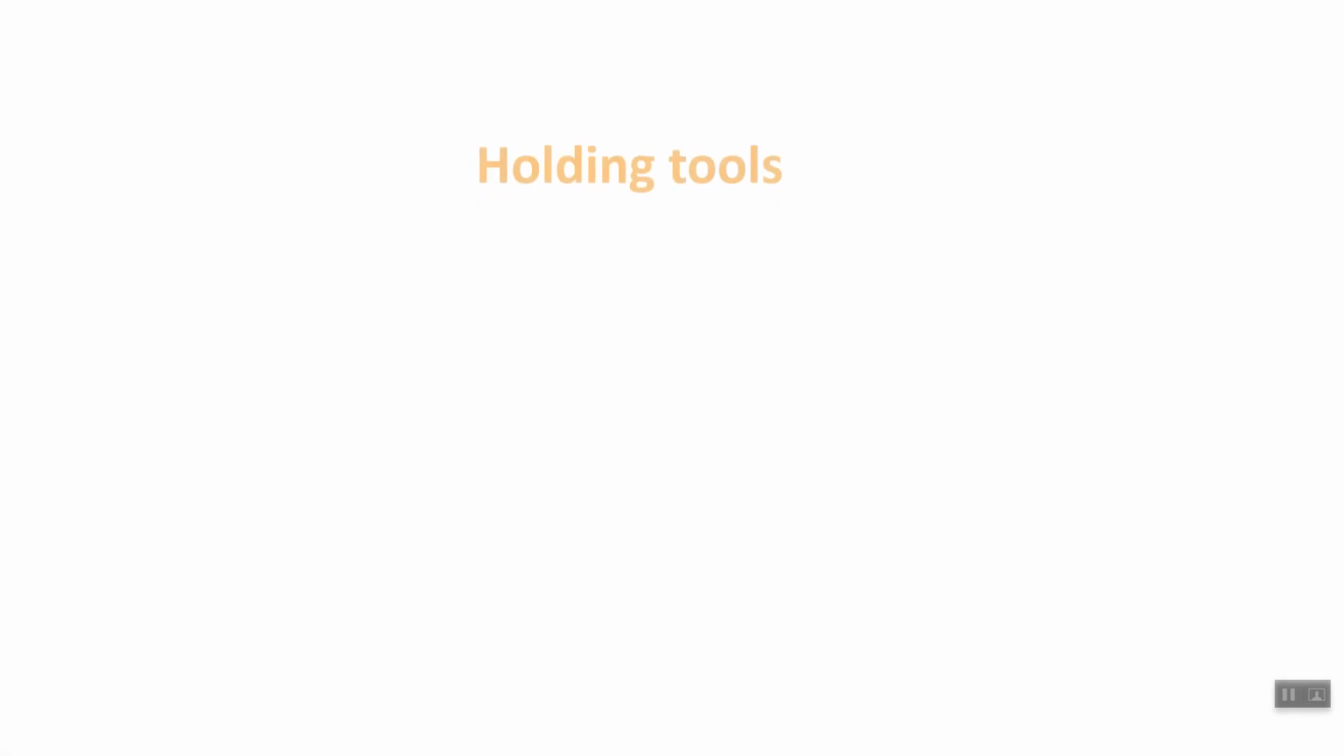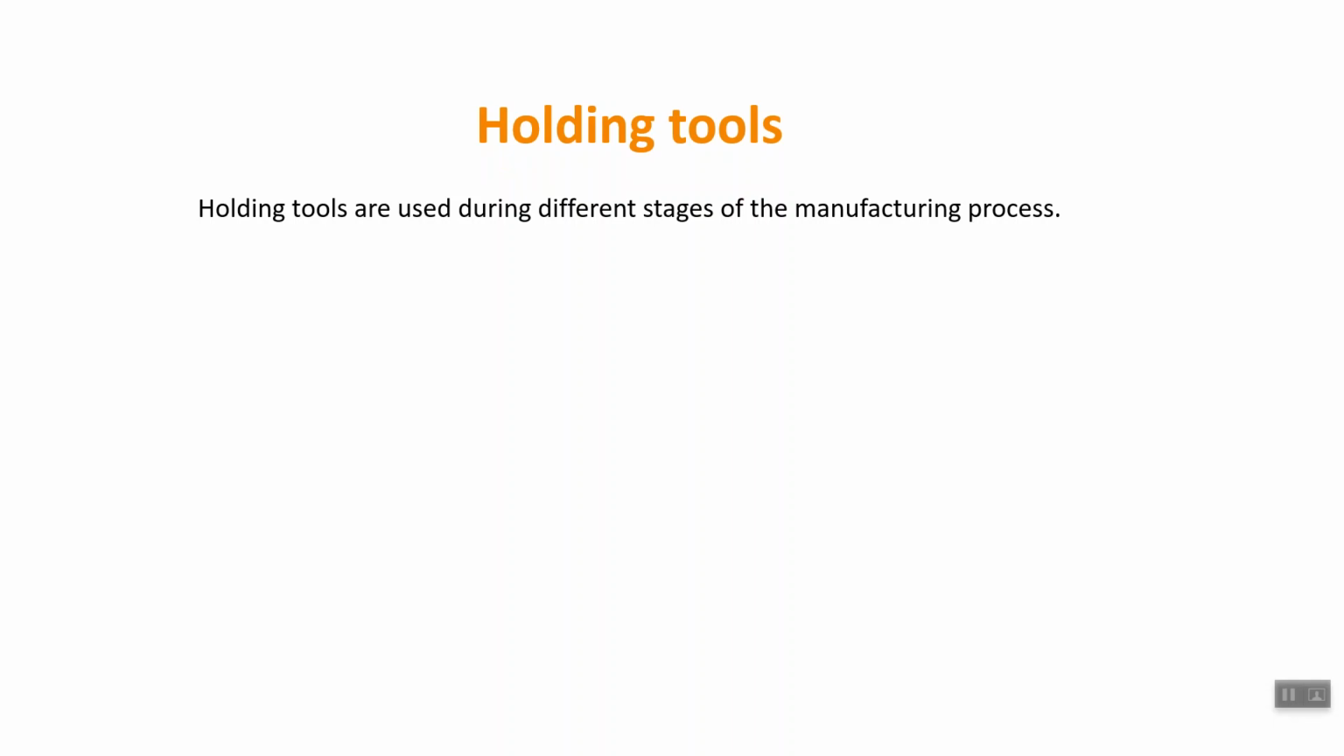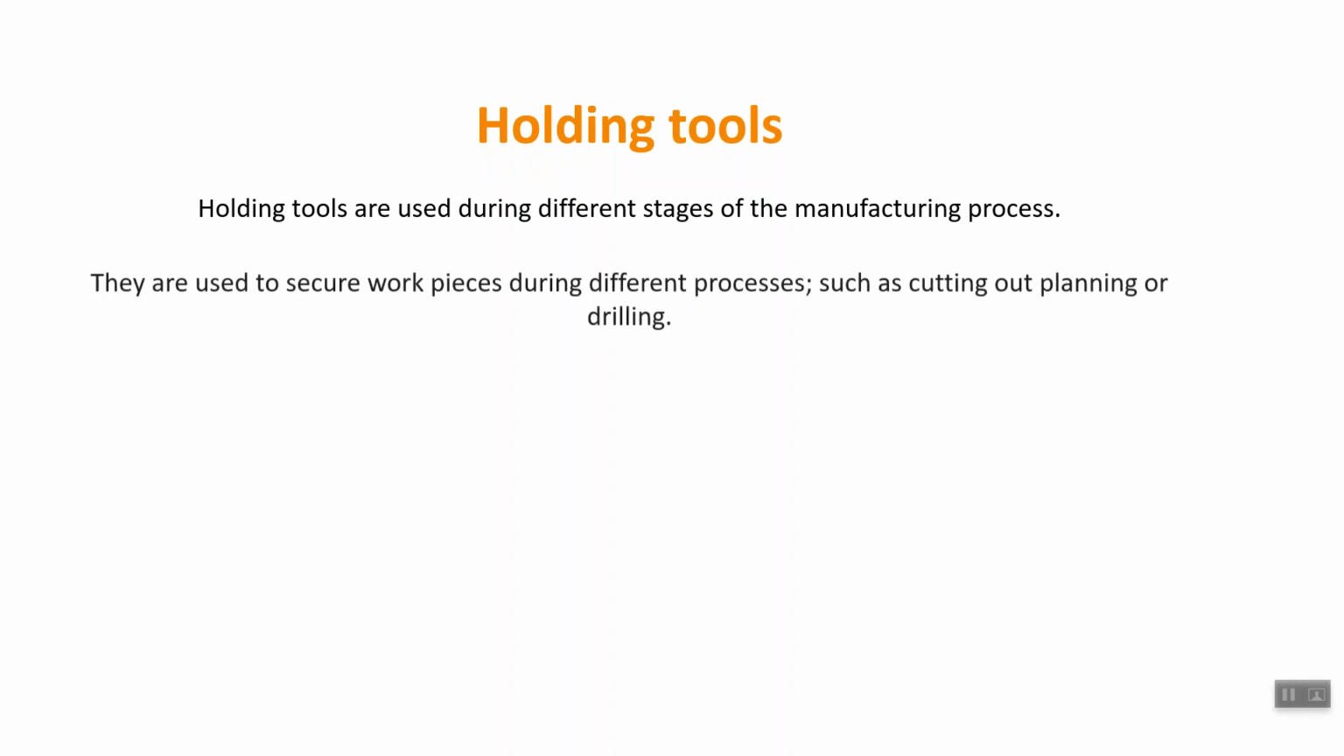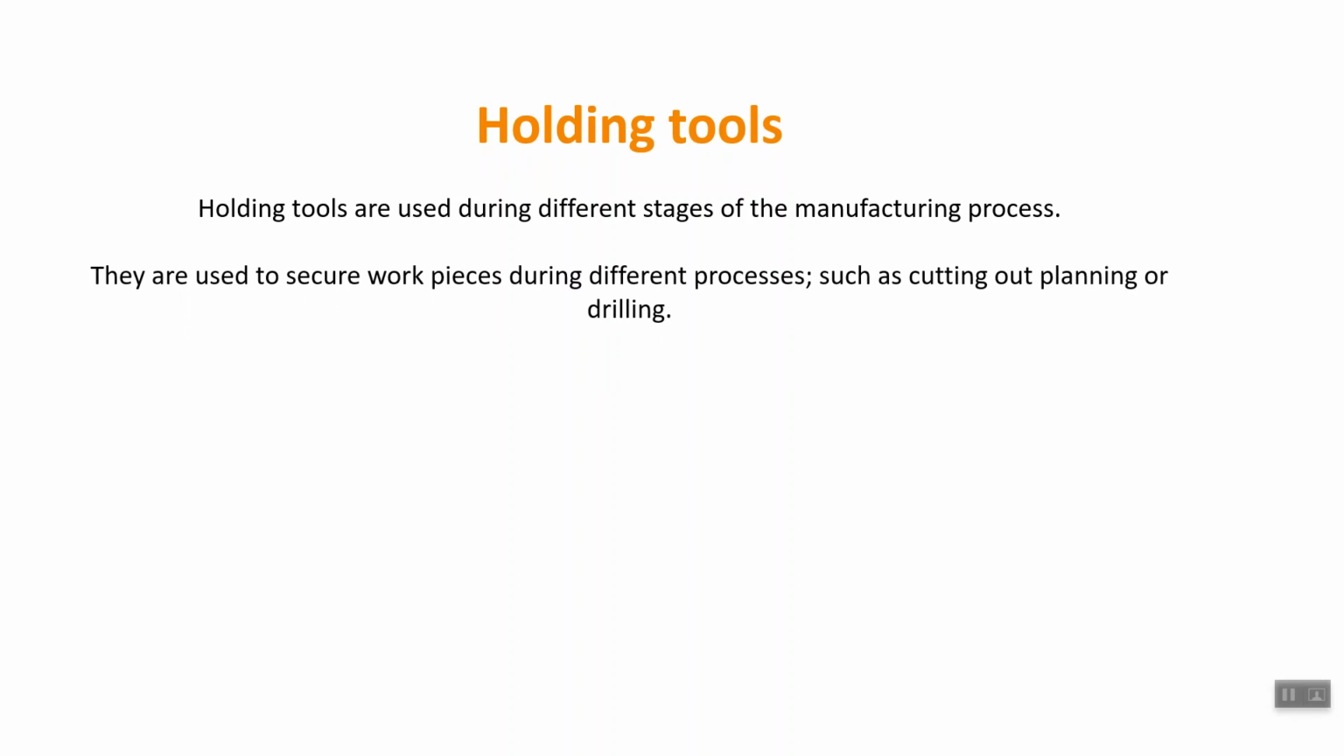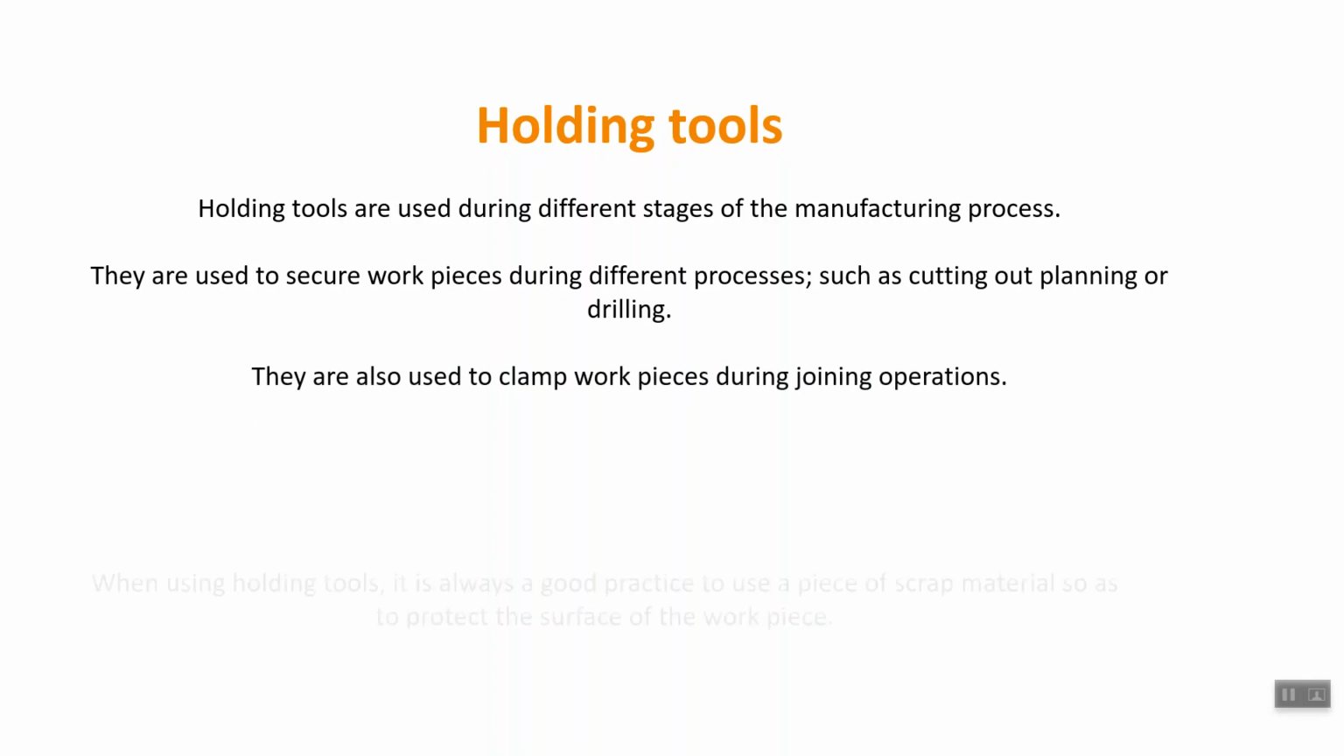So we have also other types of tools. The other family of tools is called the holding tools. Holding tools are used during different stages of the manufacturing process. They are used to secure workpieces during different processes such as cutting, planing, or drilling, and even measuring processes. We can use a holding tool to keep the workpiece in place when processing the material. They are also used to clamp workpieces during joining operations.